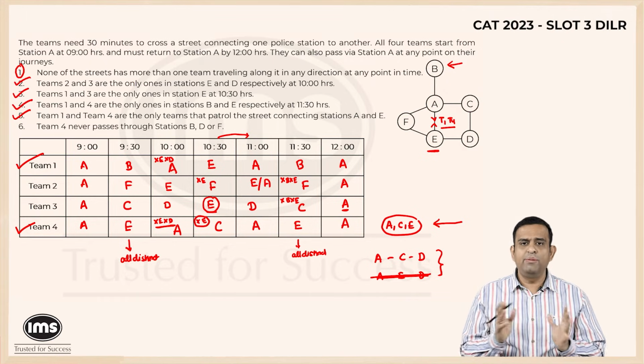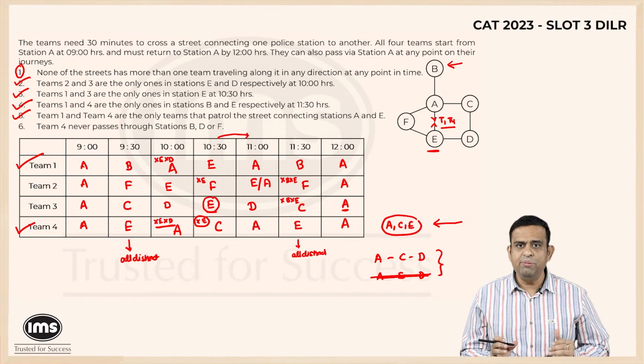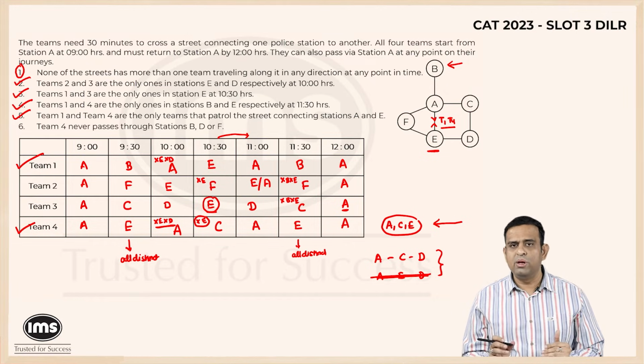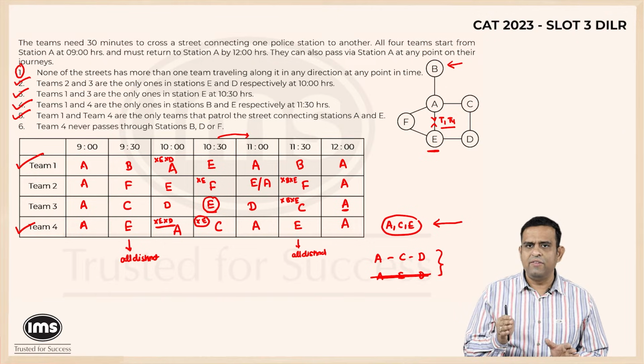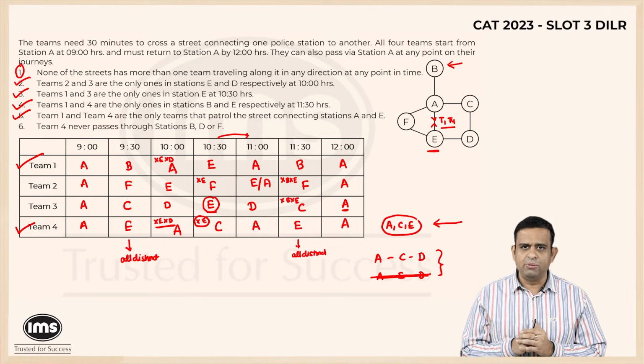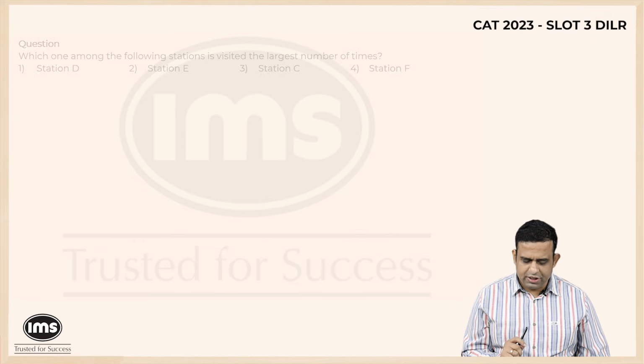So one can see we are able to find out the path for every team, team number 1, team number 3, team number 4, except for team number 2, where we only don't know what path has been traversed between 10:30 and 11, and 11 to 11:30, because we have 2 possibilities. Let's try to attack the question now.